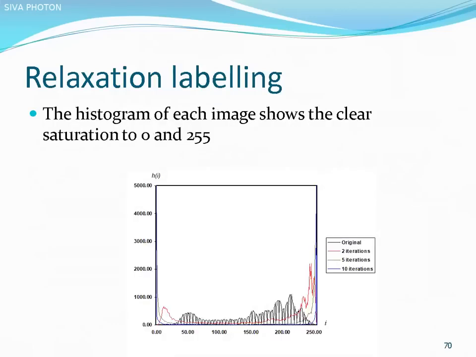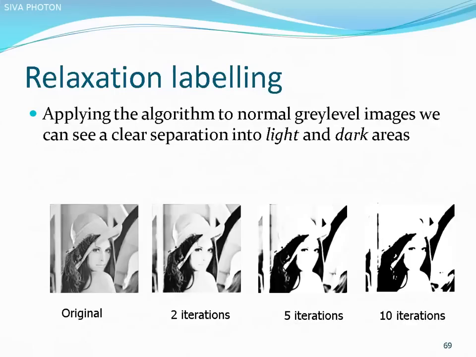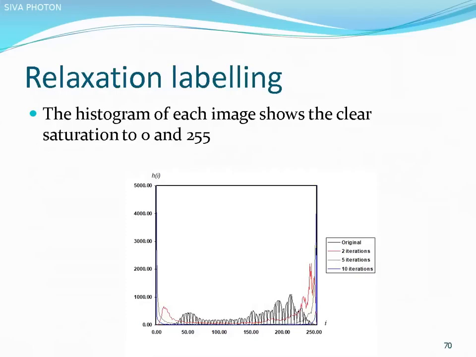So then we are taking the histogram for these three images, 2 iterations, 5 iterations, 10 iterations, and for the original also. So totally we will be having 4 histograms. So you can see in the legend box here, the original is highlighted, then the 2 iterations, 5 iterations, 10 iterations. You can see the corresponding graphs here.